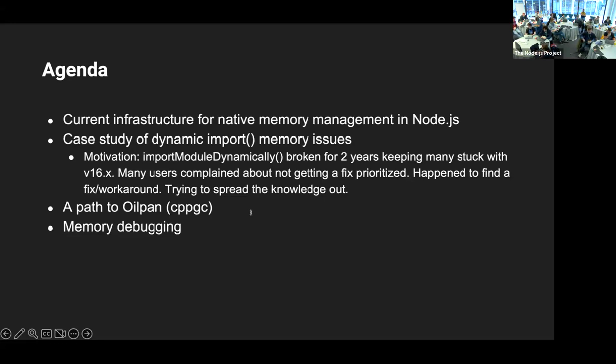So last year I happened to find the fix or workaround for this. I'm hoping I can spread the knowledge a bit about this dark corner of Node core, and hopefully in the future more people can try to help with bugs like this. Also I'm going to talk a bit about the oilpan migration that I've been working on lately, which can help to avoid this kind of bug from happening. Finally, I think we can brainstorm a bit about how we can improve memory diagnostics.